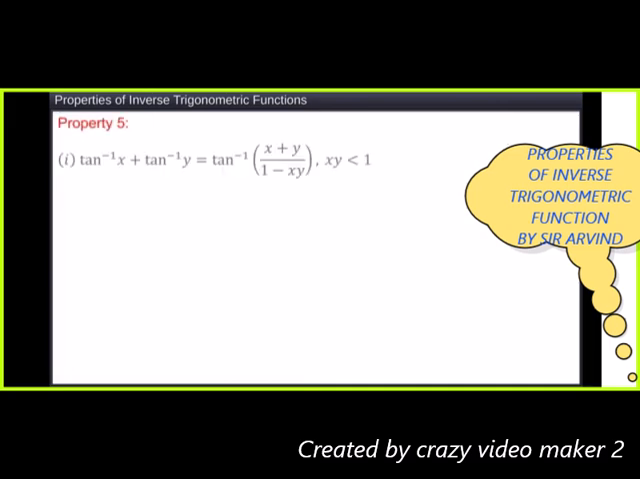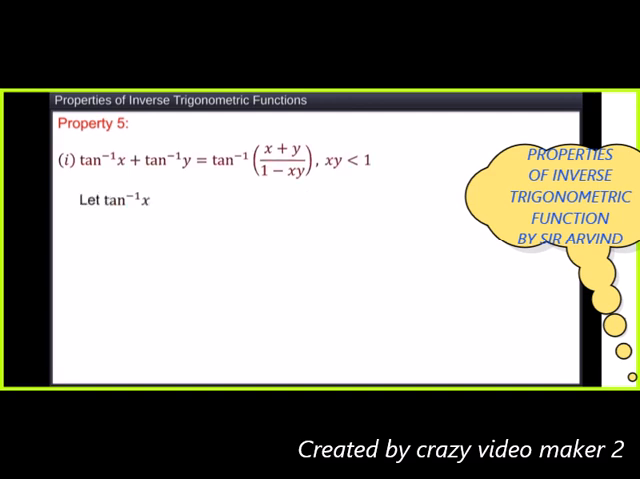Let us discuss the fifth property, sum of angles for tan. Tan inverse x plus tan inverse y is equal to tan inverse x plus y upon 1 minus xy when xy is less than 1, and tan inverse x minus tan inverse y is equal to tan inverse x minus y upon 1 plus xy when x plus y is greater than minus 1. So let us start with this property.